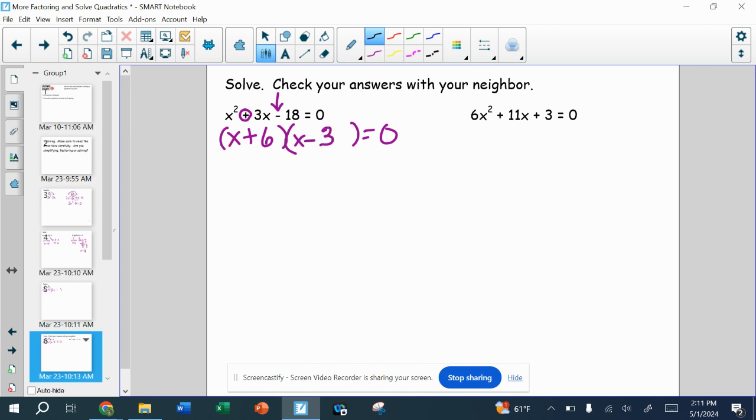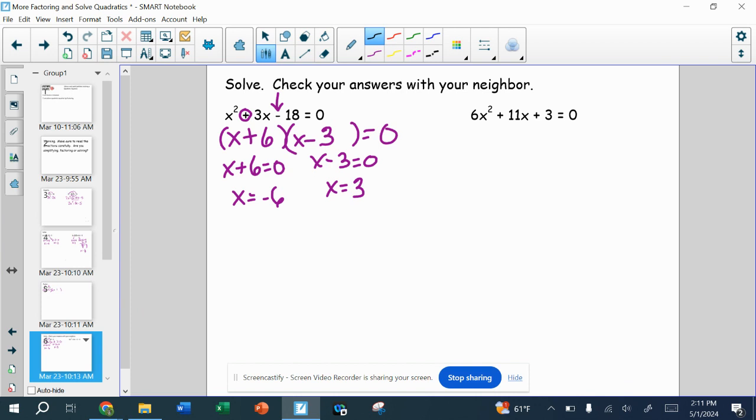So my zero product property says that either x plus 6 equals 0 or x minus 3 equals 0. So what number plus 6 is 0? That would be negative 6. And what number minus 3 equals 0? That would be positive 3.